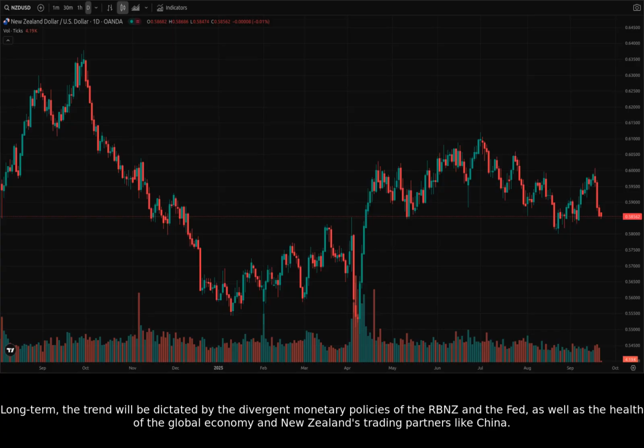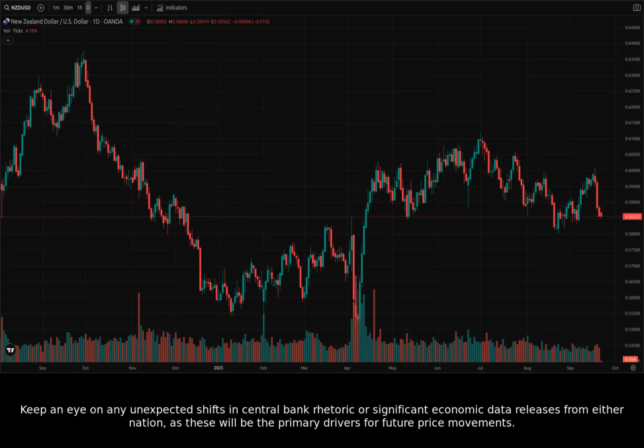Long-term, the trend will be dictated by the divergent monetary policies of the RBNZ and the Fed, as well as the health of the global economy and New Zealand's trading partners like China. Keep an eye on any unexpected shifts in central bank rhetoric or significant economic data releases from either nation, as these will be the primary drivers for future price movements.